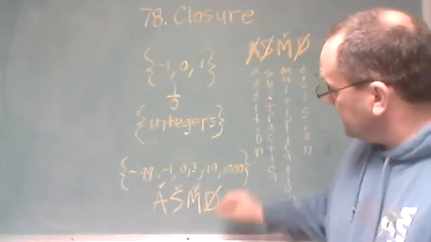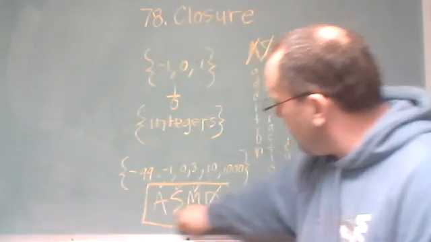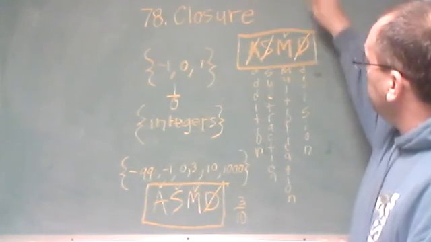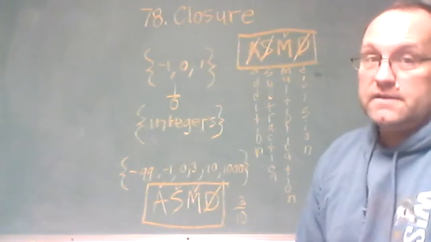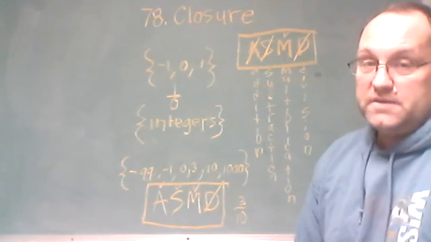Okay, so that's how we go through these problems. Your answer form will be the letters ASMD with check marks above them or slashes through the letters to indicate closed or not closed. Okay, so I hope this helps.